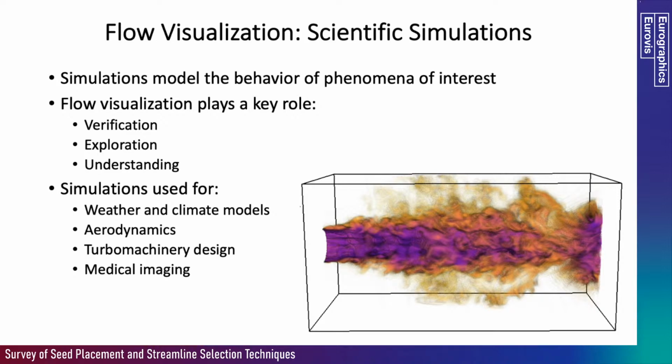Scientists use scientific simulations to model the behavior of phenomena of interest. For many of these simulations, and in particular computational fluid dynamics simulations, flow visualization plays a key role. Flow visualization is a prominent branch of scientific visualization, and it is used to verify that the model being simulated is working correctly or as expected, and it's also used for exploring and understanding the simulation data. Further, its applications range from weather and climate models to medical imaging.